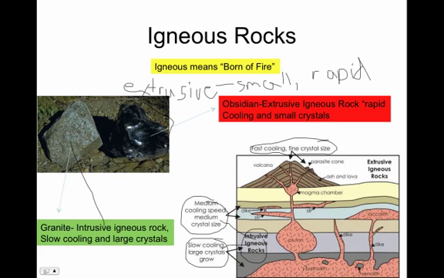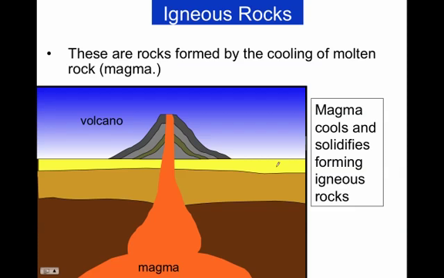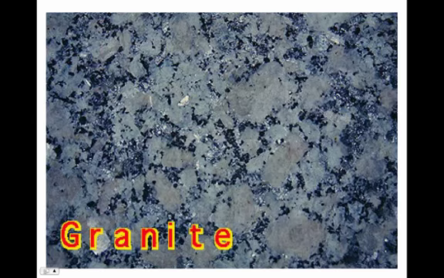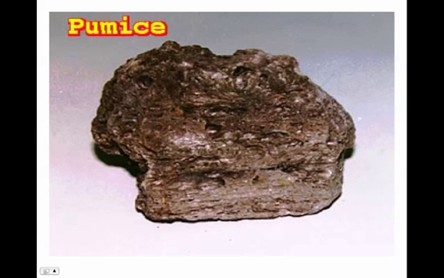This is showing how the Earth's mantle can come up through the crust, especially during certain points. If it comes out like on a volcano, you can get extrusive rock. So rocks are formed by the cooling of magma, which comes from our mantle. Magma cools, it solidifies, and that's how we get igneous rock. Here's granite, which I talked about before. You notice the large crystals.